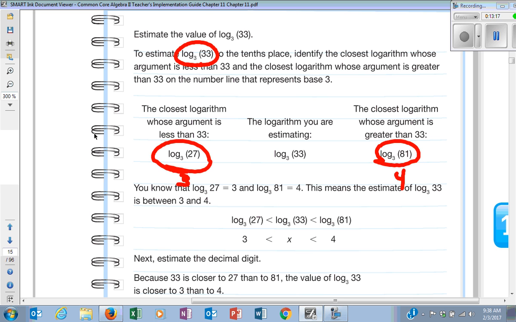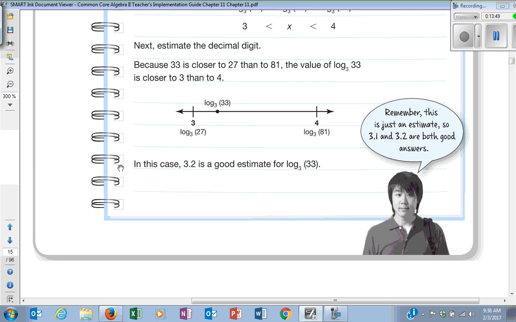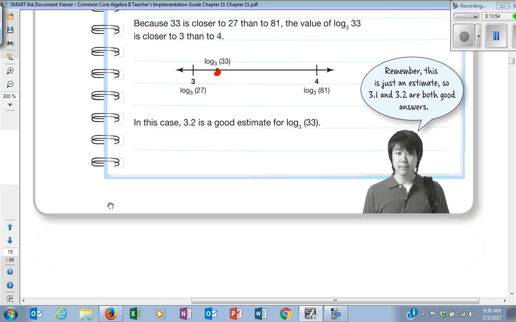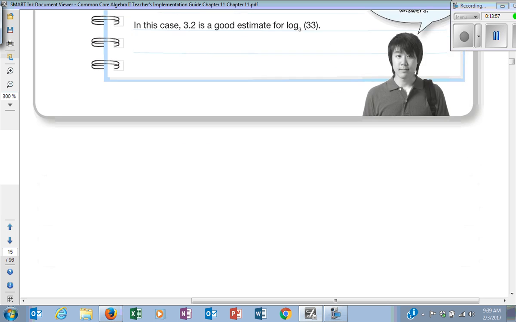And I know that 33 is in between 27 and 81, but it's much closer to 27. I know that x is going to be between, remember, this means 3 to what power equals 33. I know this x, this power, is going to be much closer to 3 than it is to 4, because the 33 is a lot closer to 27. So it is going to be between 3 and 4, but it's going to be much closer to the 27 side. And you notice that's what they did on this number line. They put it a lot closer to the 27. And to estimate for that, it would be 3.2.